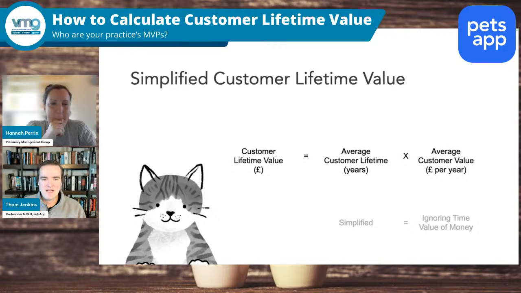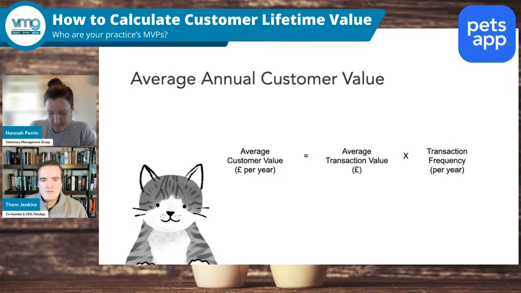So the customer lifetime value, that will be measured in currency, so in pounds, is equal to the average customer lifetime, measured in years, how many years that customer is going to stay with you, multiplied by the average customer value per year. Okay. And again, another thing to pull out here, you can do this on the client level, or you can do this on the patient level, or both. That can be useful to look at as well.